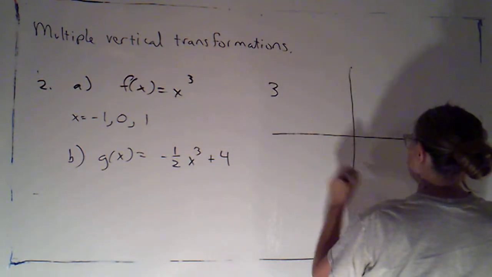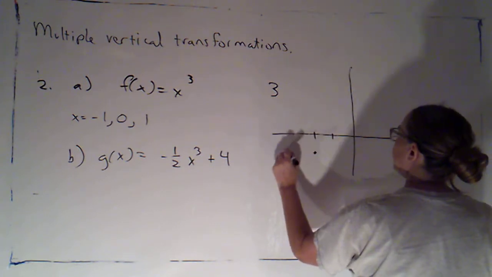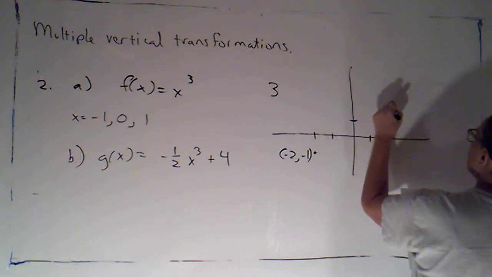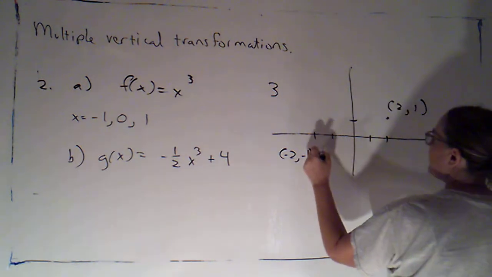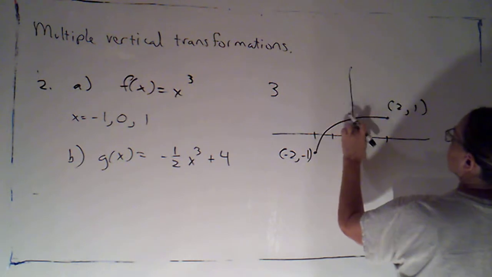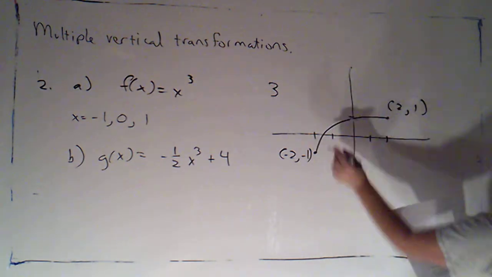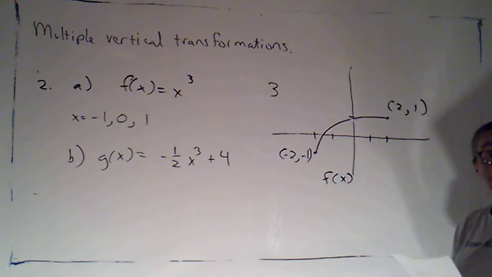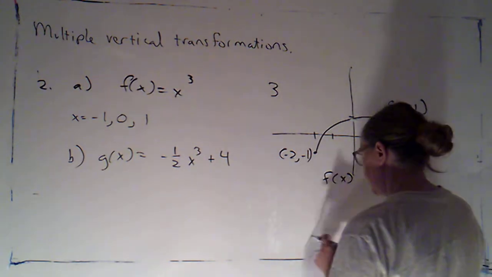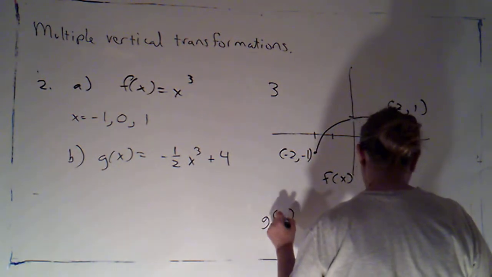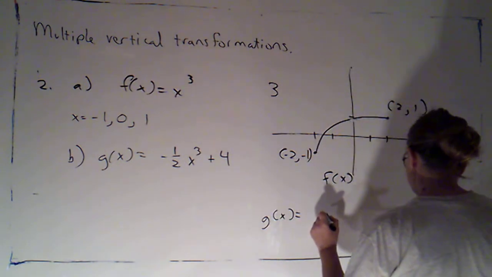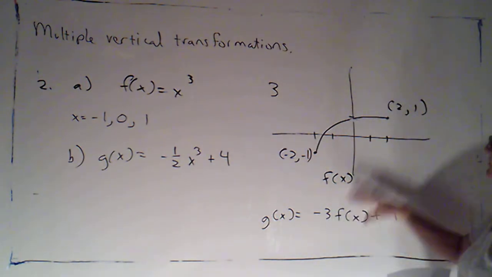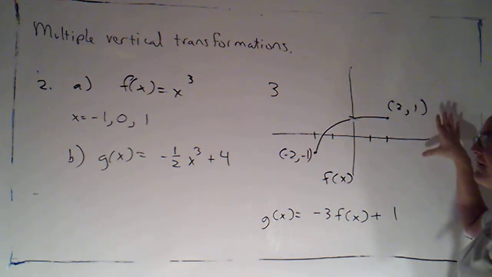And then for question 3, I actually give you a graph. So we've got the point -2, 1, -1. And we've got the point 2, 1. And we've got a curve that connects those points like so. And I tell you that's the graph of f of x. And what I ask you to do is sketch g of x, where g of x is -3 times f of x plus 1. So you're going to transform this graph for problem 3.